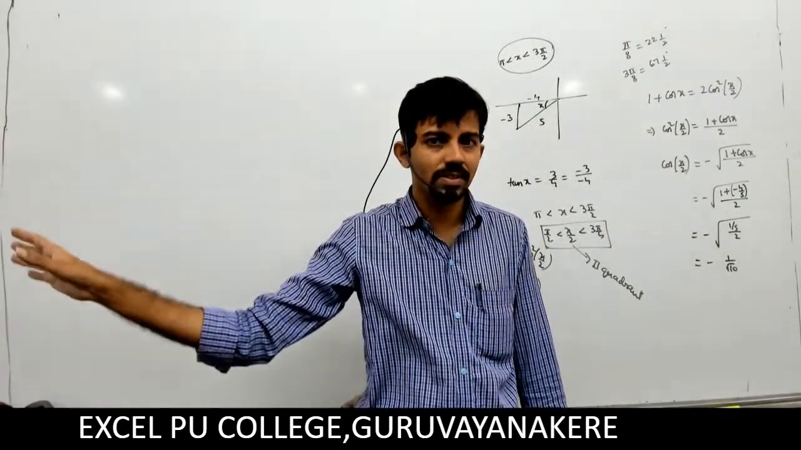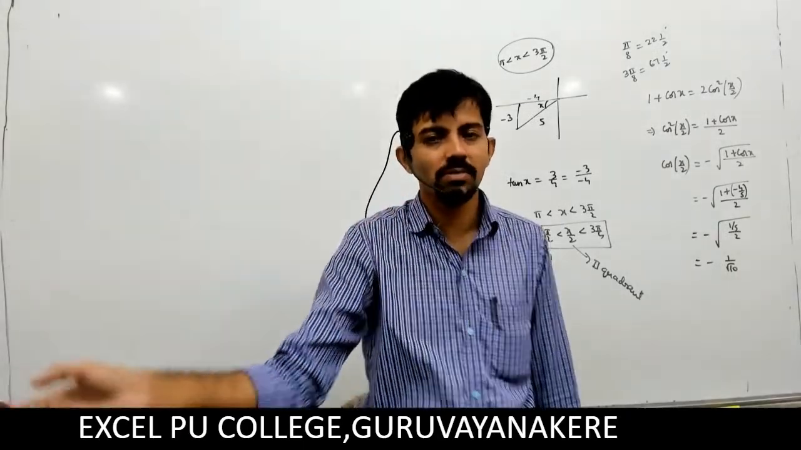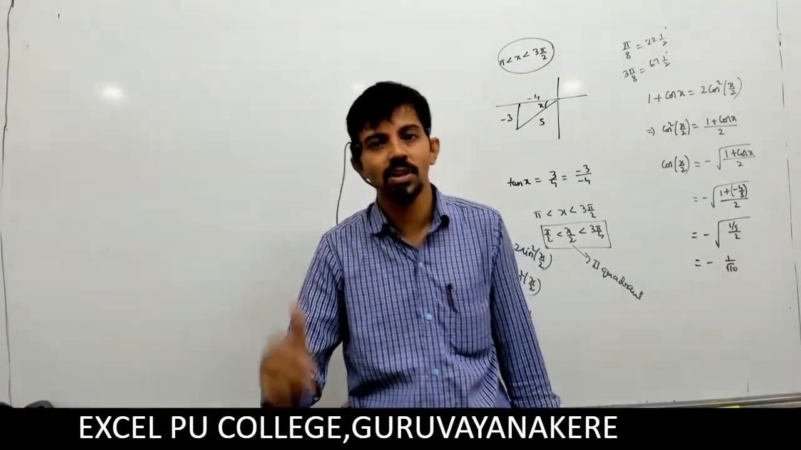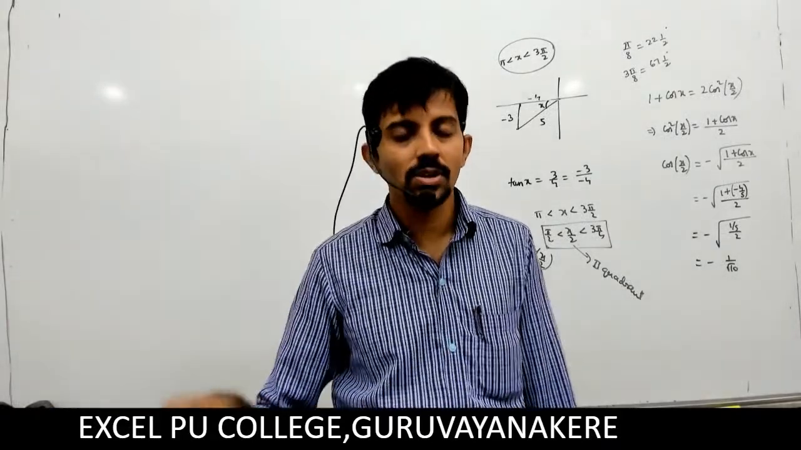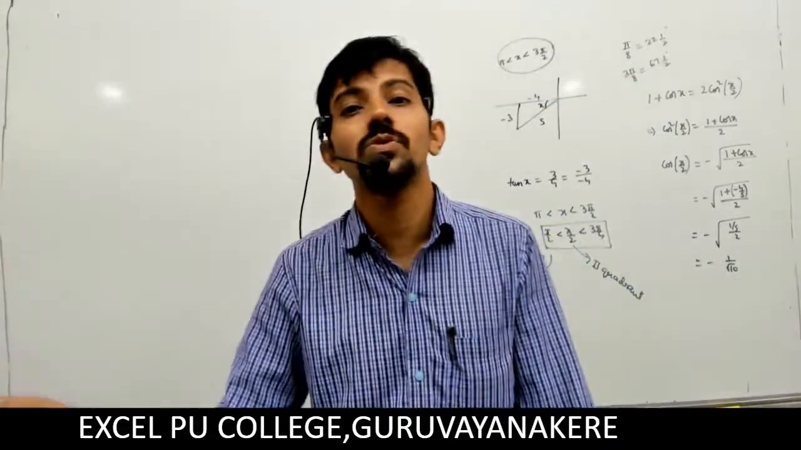Sin 18 degree is root 5 minus 1 by 4, cos 36 is root 5 plus 1 by 4, sin 36 is root of 10 minus 2 root 5 by 4, cos 18 degree is root of 10 plus 2 root 5 by 4.